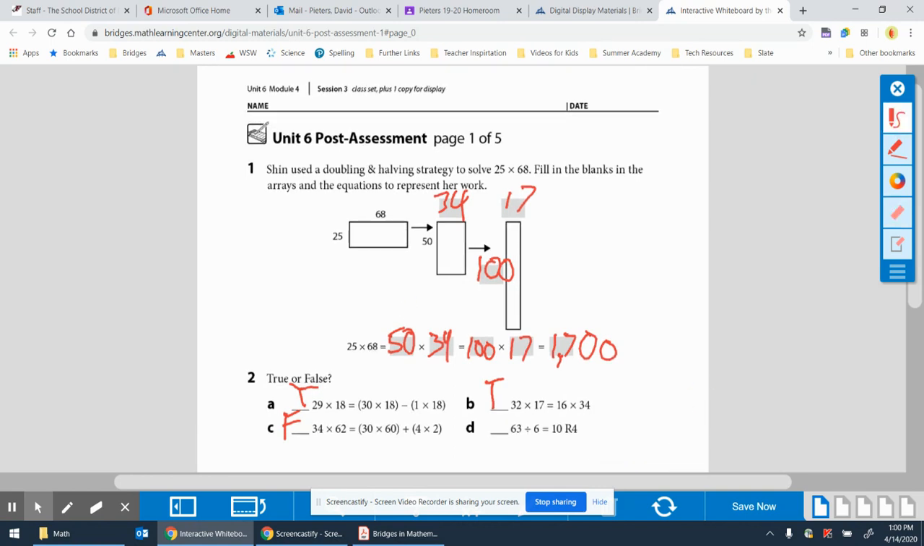All right. Then on D, 63 divided by 6 equals 10 with a remainder of 4. If we reversed our problem, 6 times 10, we would get up to 60, but there would be 3 left over, not 4. So this one is false as well.